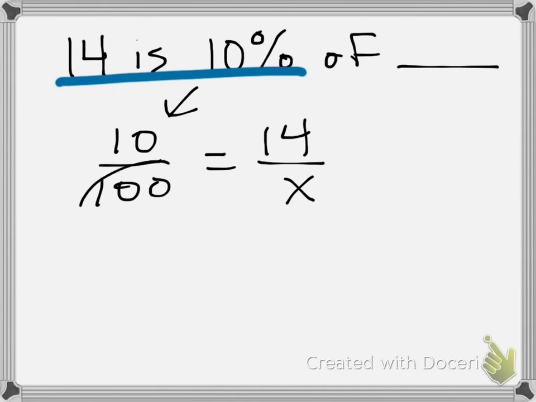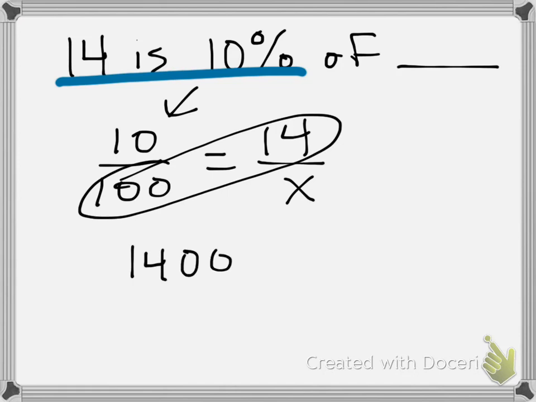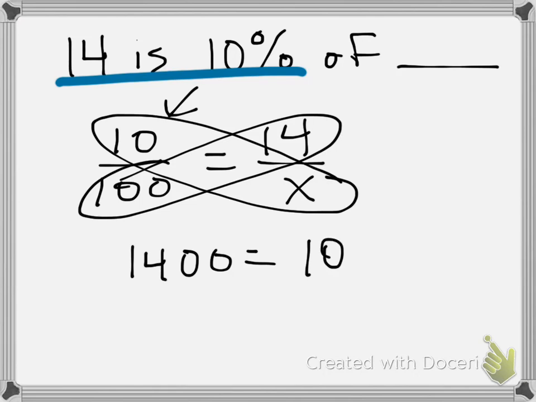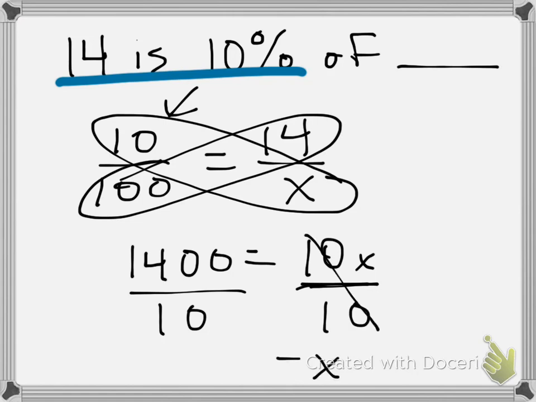So if we cross multiply, 100 times 14 is 1,400. 10 times x is 10x. So what we are going to try to do is get x by itself. So we look at this side, wherever the variable is, whatever's next to it, this is multiplication, so we're going to divide. So divide both sides by 10. These 10s cancel out and I'm left with x. And 1,400 divided by 10 is 140.